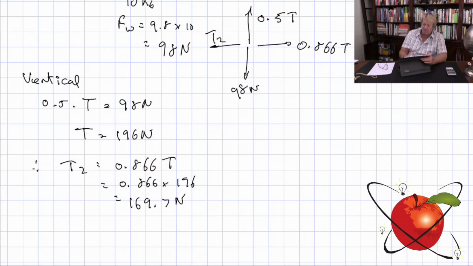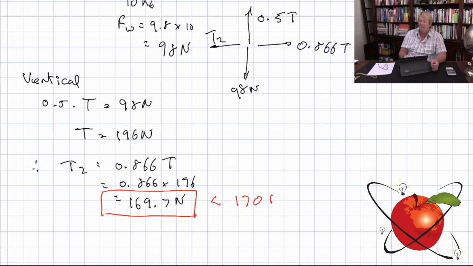Very often, they will say to you that the maximum force that it can withstand before it breaks or before it comes loose from the wall is 170 newtons. Will it break or will it come loose from the wall? The answer is no. Why is the answer no? Because the force in there is now 169.7. It's less than the 170 newtons. It's very close, granted. So it's maybe, maybe not. But theoretically, it's less. Therefore, it was not going to break, or it's not going to pull out from the wall.